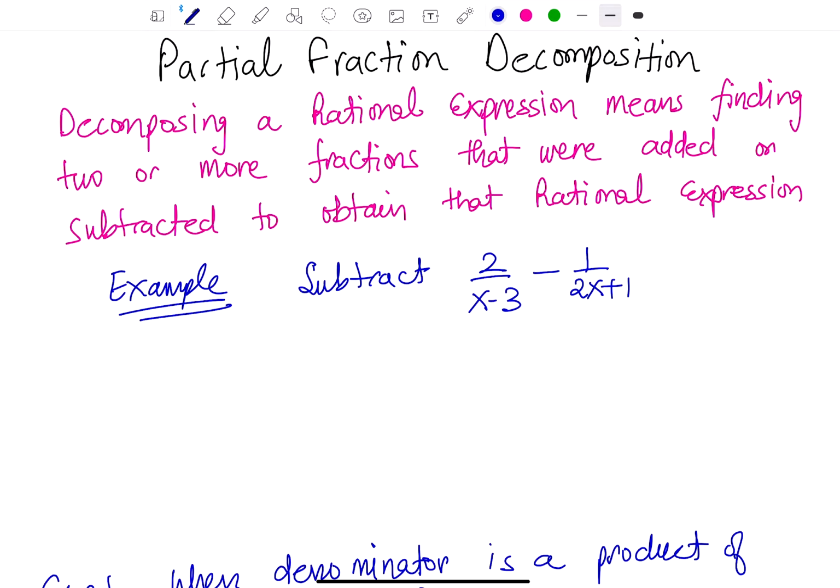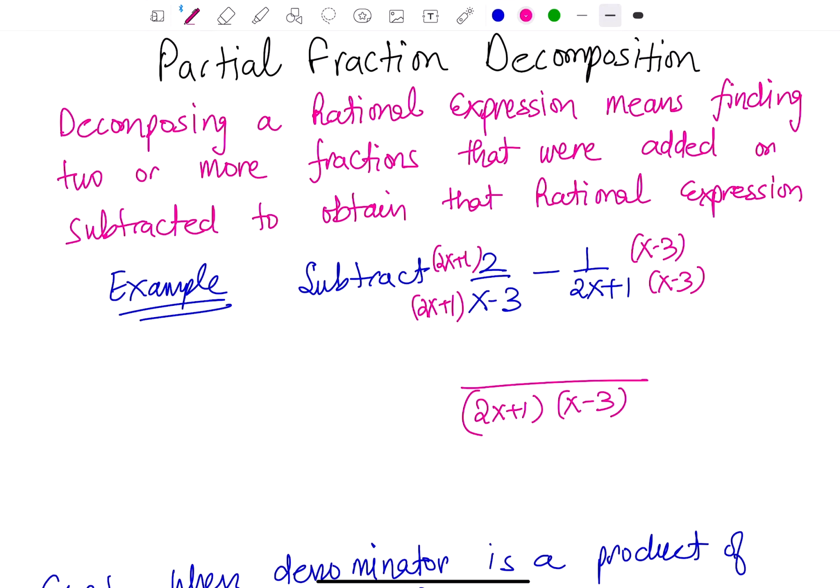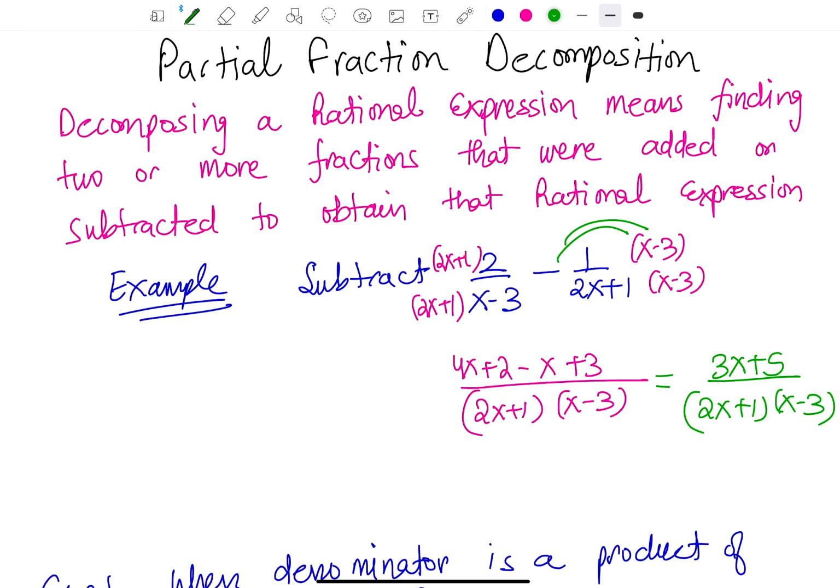To subtract two rational expressions, I need to have a common denominator, which will be 2x plus 1 times x minus 3. And I'll have to multiply the first fraction by 2x plus 1, numerator and denominator, to get equivalent fractions, and the second fraction by x minus 3. Don't forget to distribute the negative sign. So it turns out to be 3x plus 5 divided by 2x plus 1 times x minus 3.